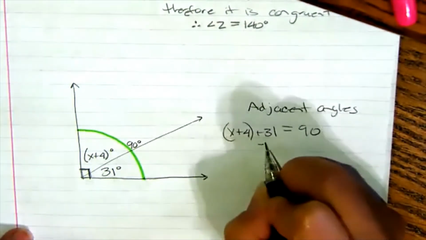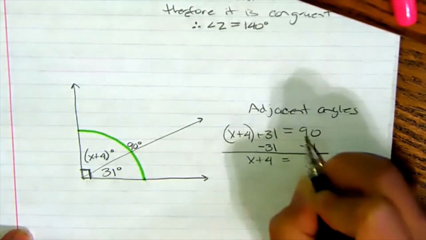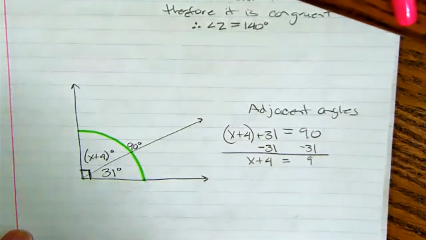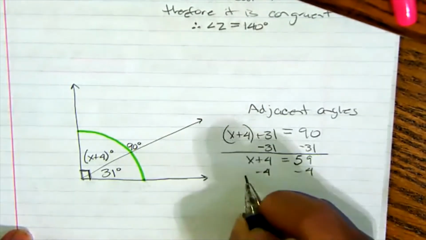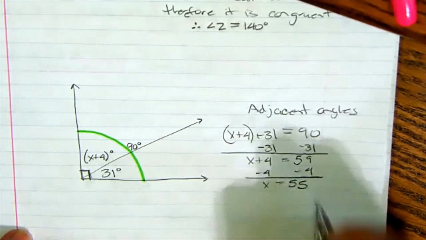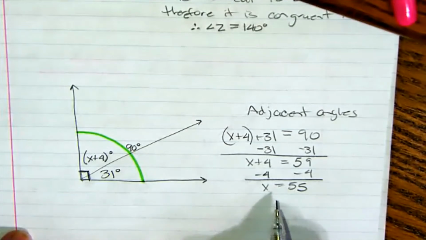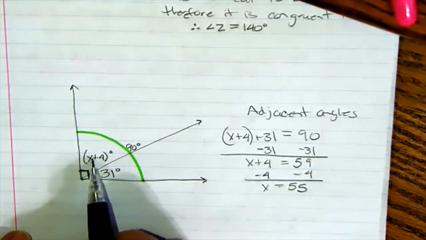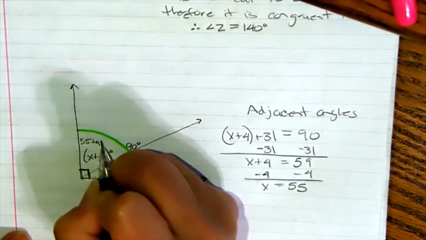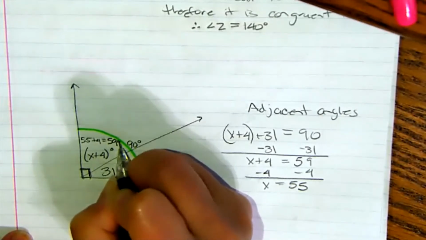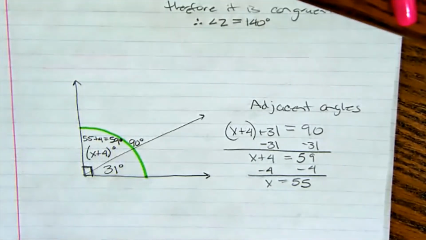Okay, so let's subtract 31. X plus 4 equals 59. Subtract 4, what we do to one side, we must do to the other. X equals 55. So X is equal to 55. If we know that X is equal to 55, can we figure out this measurement? Yes. 55 plus 4 equals 59 degrees. So this is 31 degrees. This is 59 degrees.